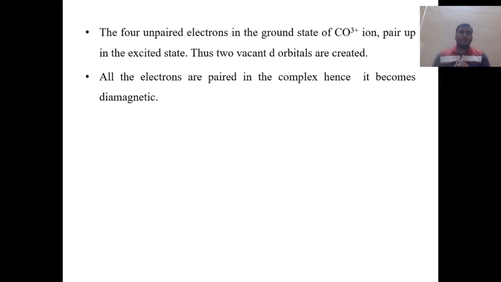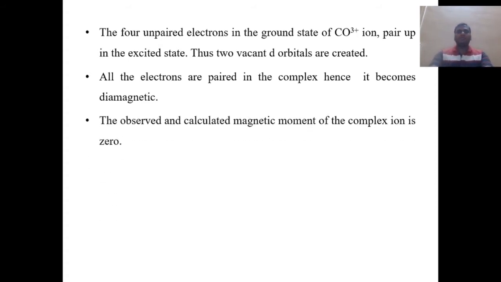As we know, whenever a complex has a single or unpaired electron, that means it is paramagnetic and it will get attracted towards the magnetic field. But whenever all the electrons are paired, the complex will become diamagnetic and it will get repelled by the magnetic field. And when we calculate the Bohr magneton, the value will become 0 because it is diamagnetic. So the observed and calculated magnetic moment of the complex ion is 0.